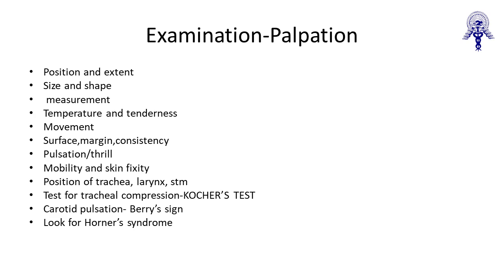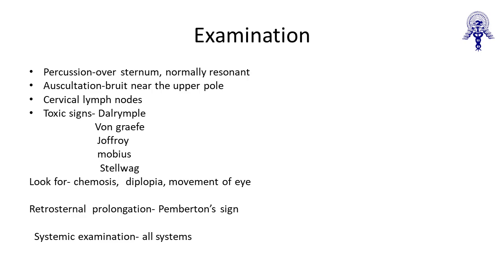and looks for Horner syndrome, which may also be present. On examination, percussion over the sternum is usually resonant, but when there is a retrosternal prolongation, you can feel a dullness. Auscultation for a bruit near the upper pole can be positive in Graves' disease. Cervical lymph nodes are usually involved in malignancy, and toxic signs, usually toxic eye signs, you also note.